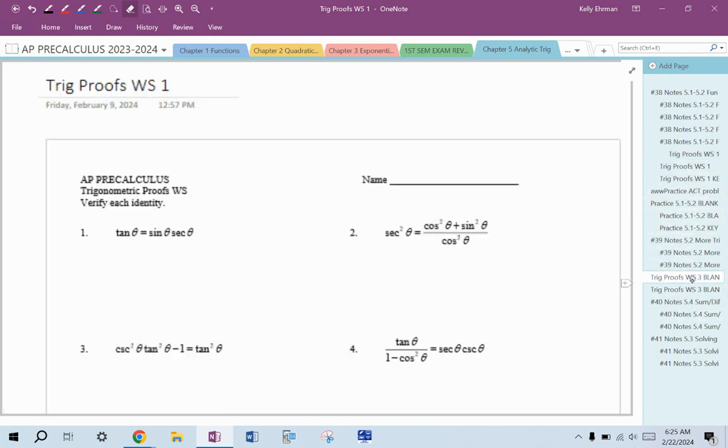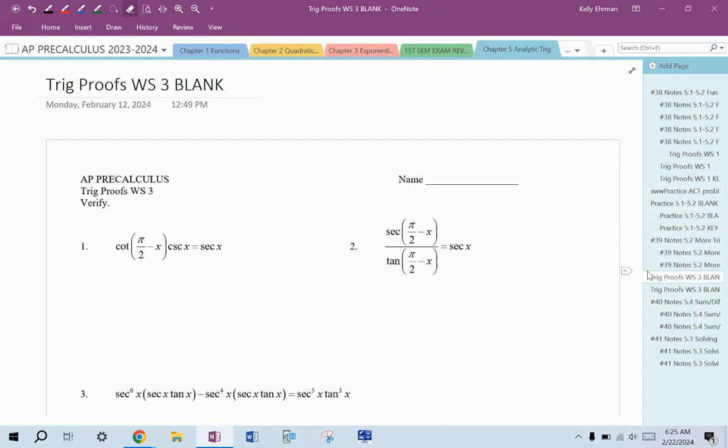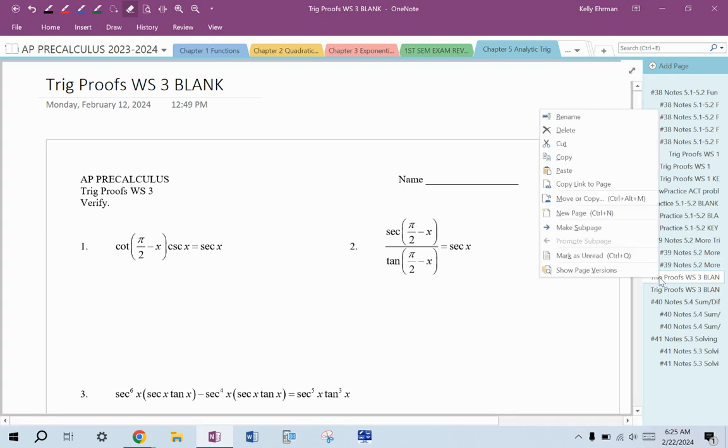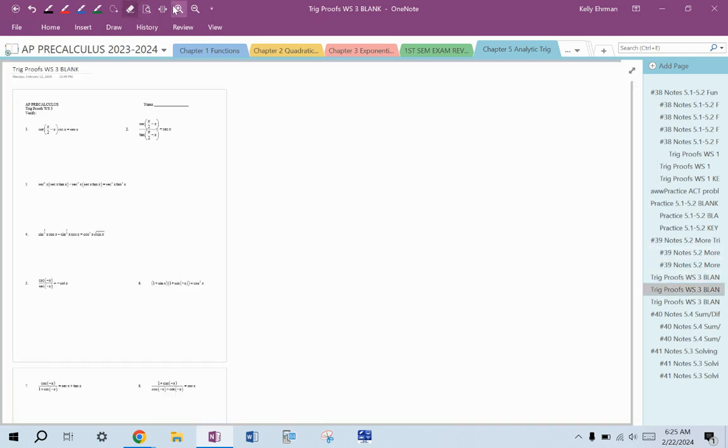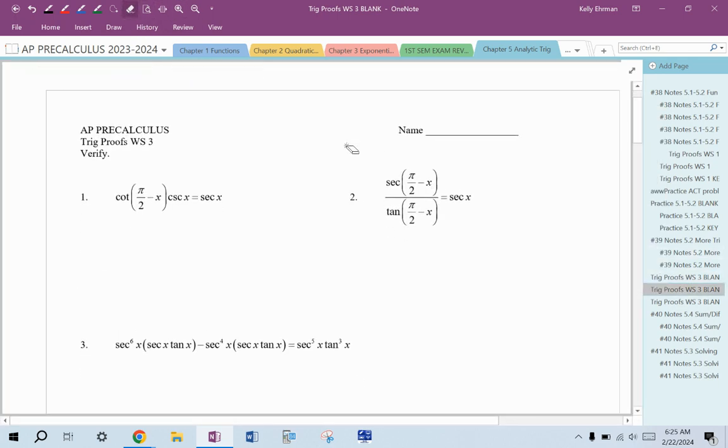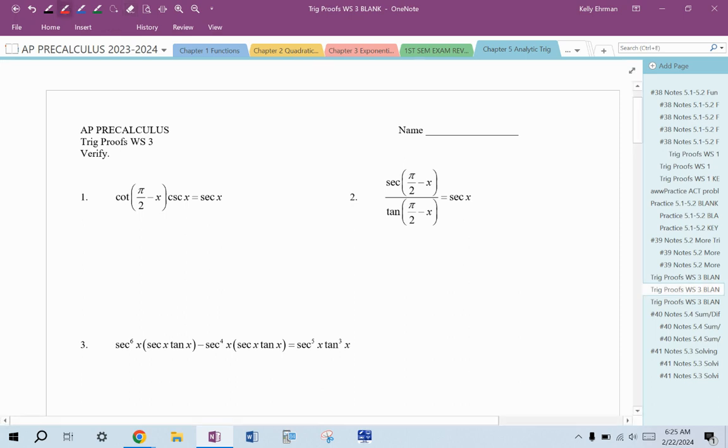We're going to start with our cofunction identities. So we just filled these in on our notes today. Anytime you see a weird angle, that should be the first thing you replace in any of these problems.